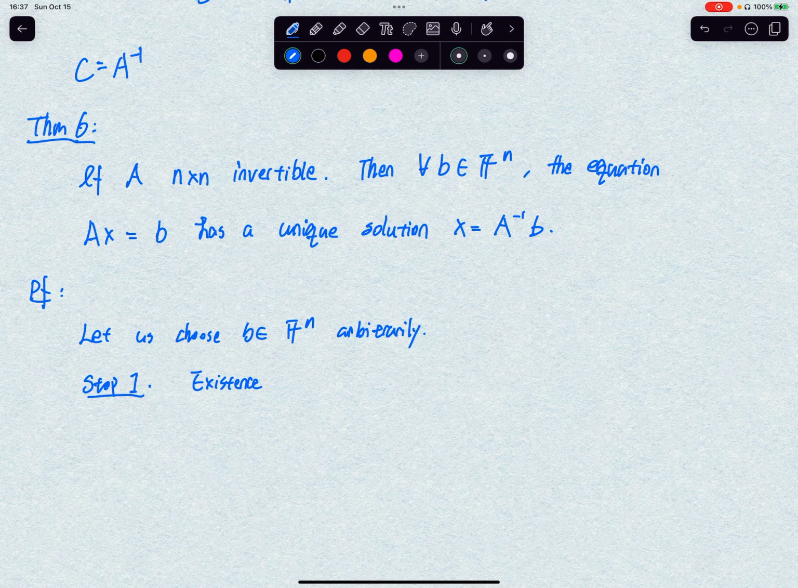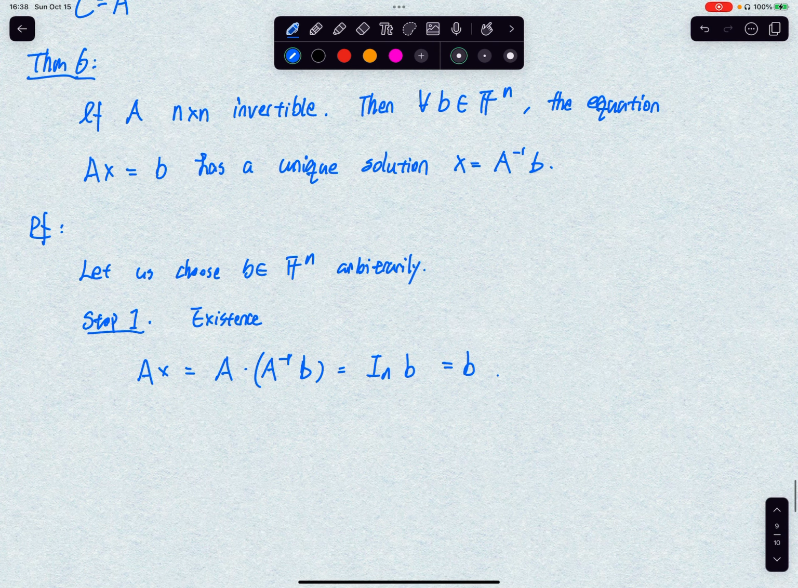The existence is trivial since we can substitute A inverse B for X. So we have that AX equals A times A inverse of B, which is IN times B, which is B. So A inverse B is a solution. And then we shall prove the uniqueness.